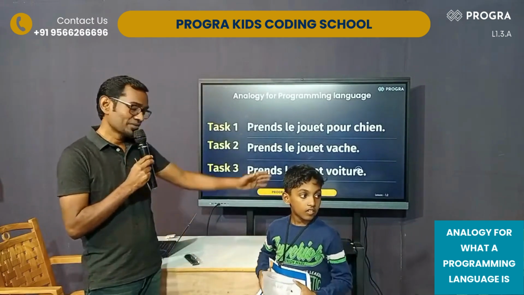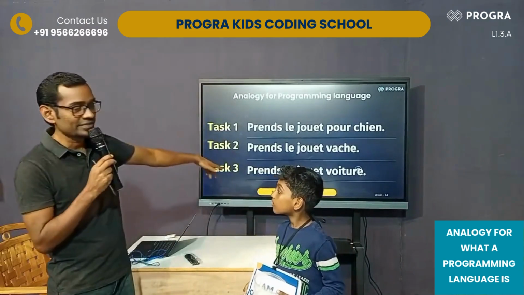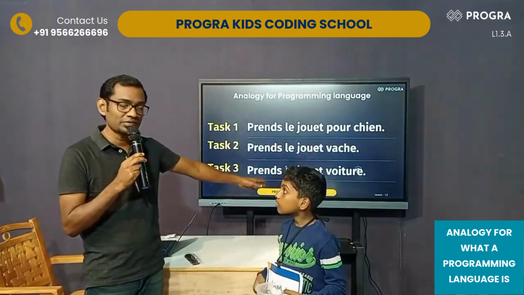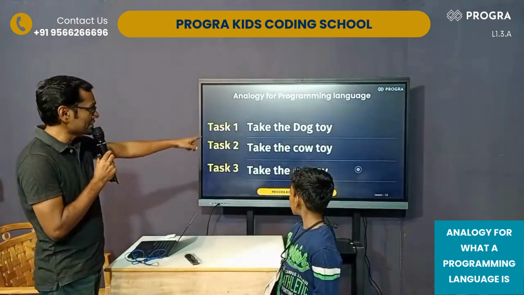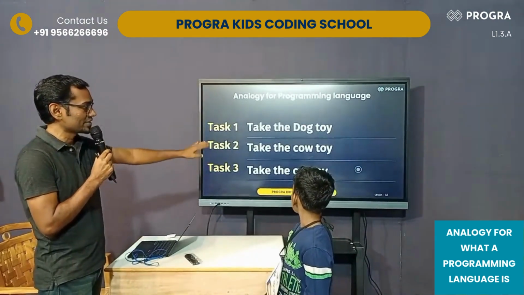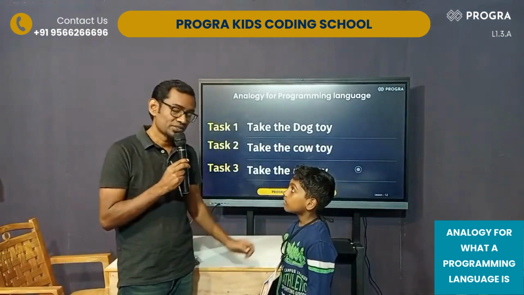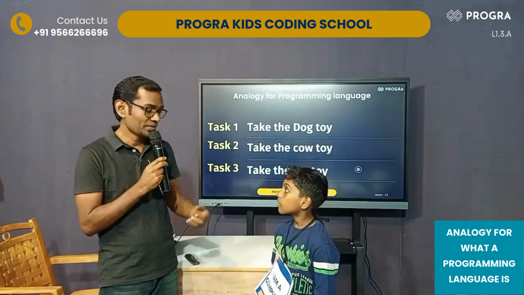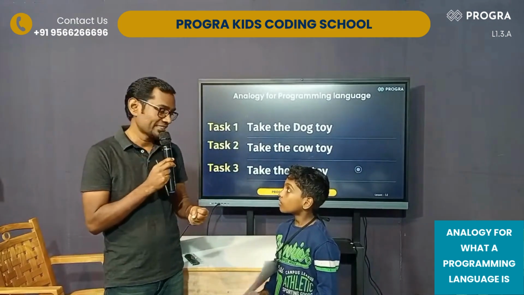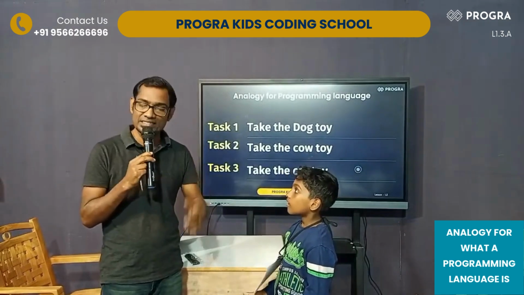Okay. So, are you guys getting what I'm saying? I gave this instruction. Though it's an instruction, the computer does not understand it. But when I give this instruction, take the dog toy, take the cow toy, take the car toy, the computer is able to understand that. So, the programming language is a language the computer should be able to understand.